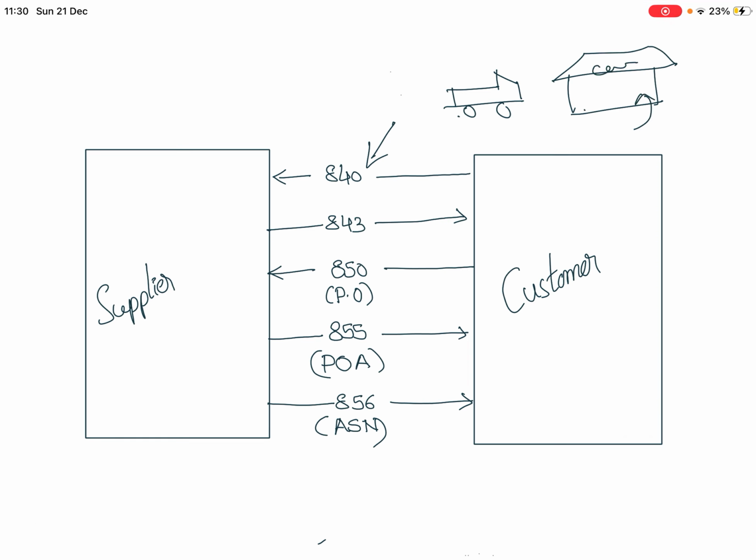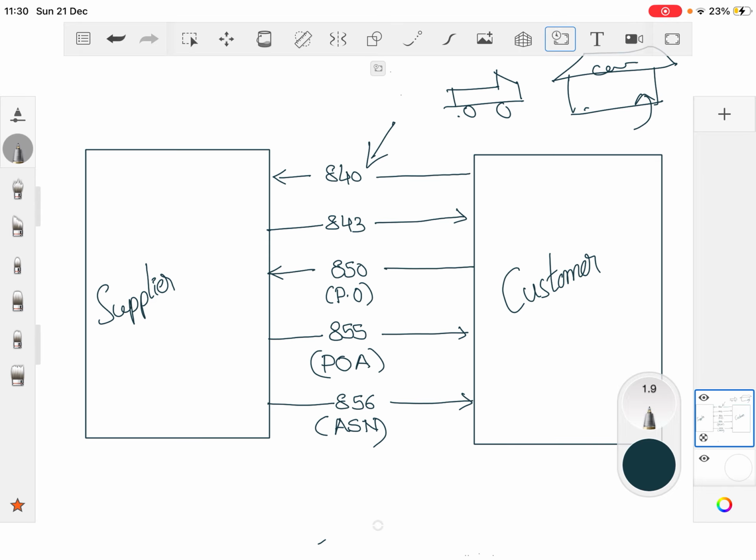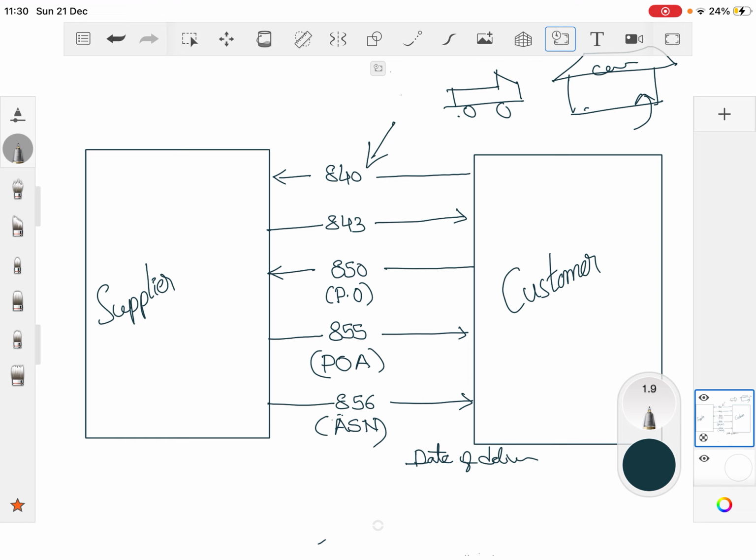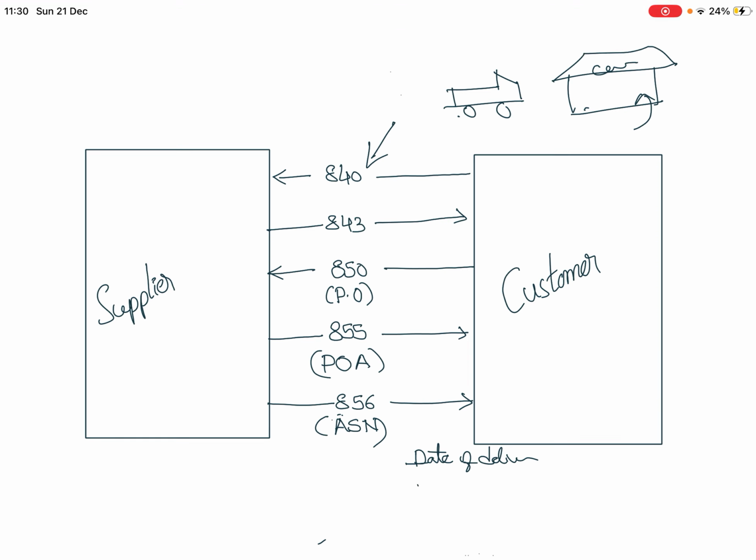So the truck will be processed and given an entry pass at their side. And this 856 will have information like the date of delivery, I mean when our products are going to be received. The second thing is via which carrier, and the ship-to location, all that information. It's similar to your Amazon order.